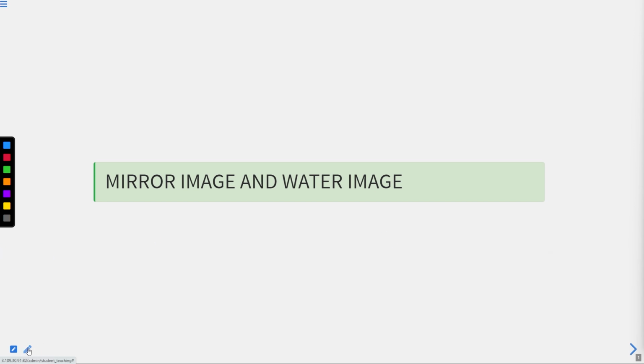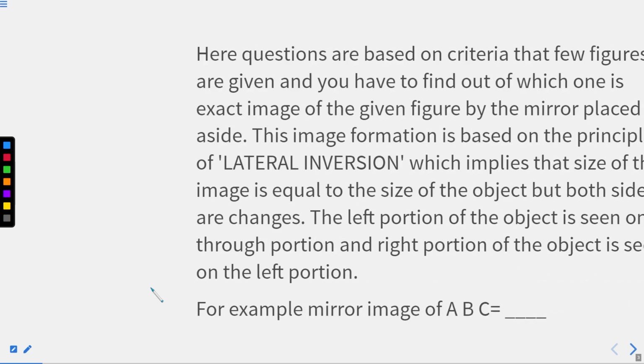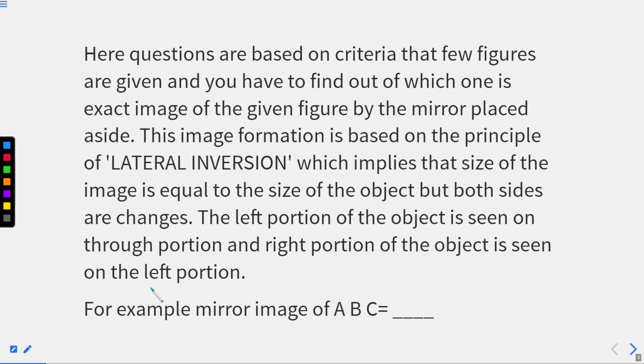So in this chapter we are starting with mirror images, right? In mirror images we are going to deal first with the alphabets. For that we will read this instruction. Here the questions are based on the criteria that a few figures are given and you have to find out which one is the exact image in the given options by a mirror placed aside, right? What we mean by aside, I will explain in the question part.